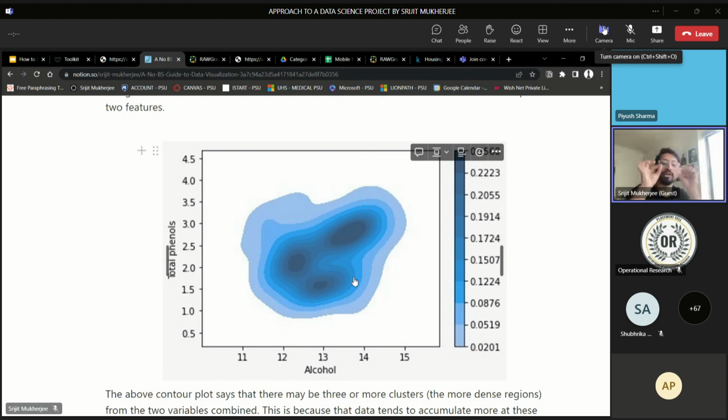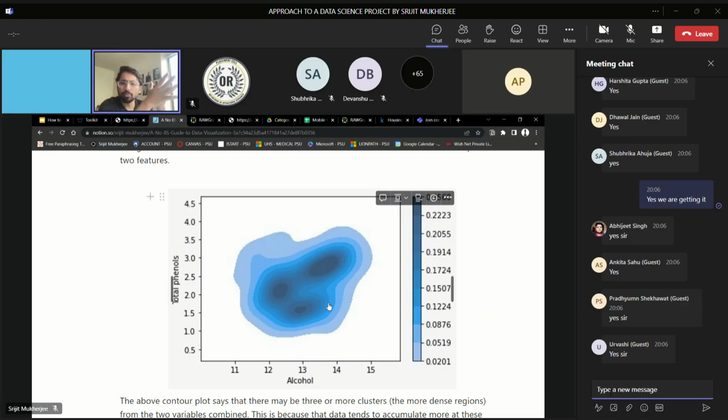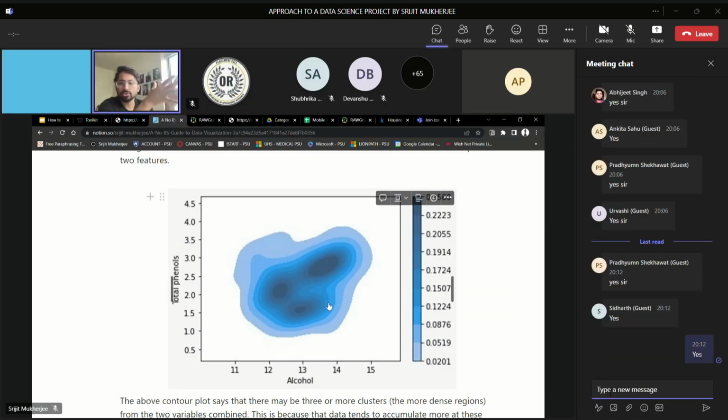You can see three modes out there. It's a probability distribution, okay? You can see three modes. It's a bivariate probability distribution. You have learned this in your bachelor's, I guess. All of you know bivariate probability distributions, guys? I hope you know. So this is a bivariate probability distribution on total phenol and alcohol together, okay?